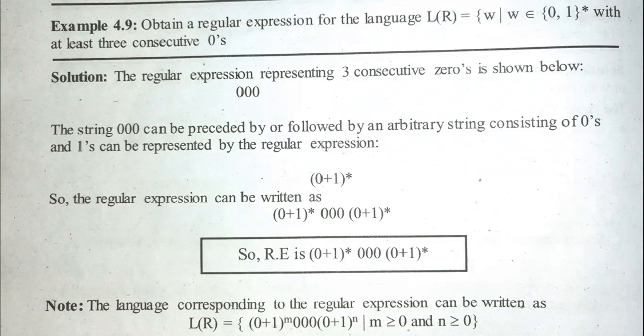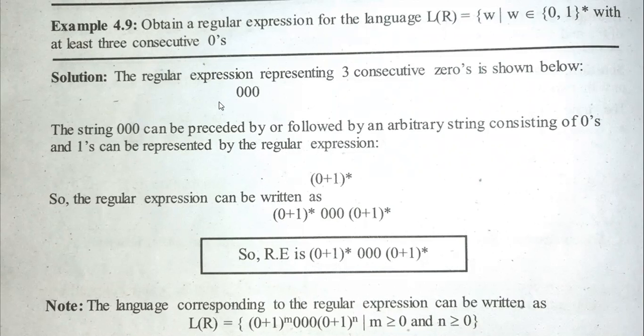But if you are avoiding more occurrences of 0, that is also possible, no issue. But with at least 3 consecutive zeros, it should occur at least once. Any number of times is fine, but at least once it should occur. So the minimum requirement is 3 consecutive zeros, just mention it.